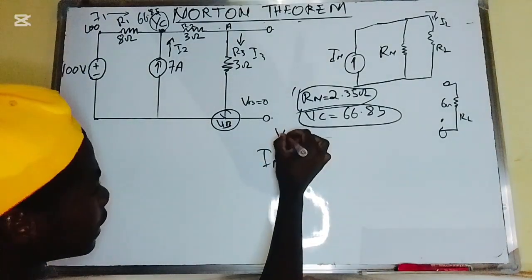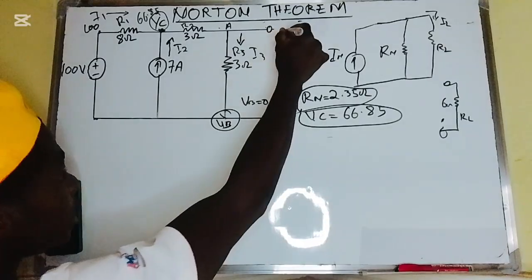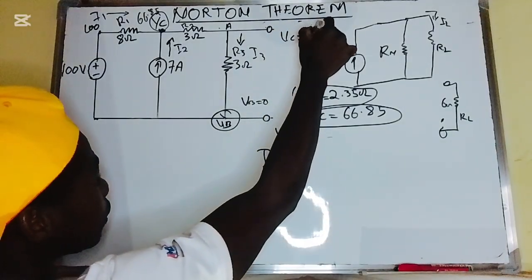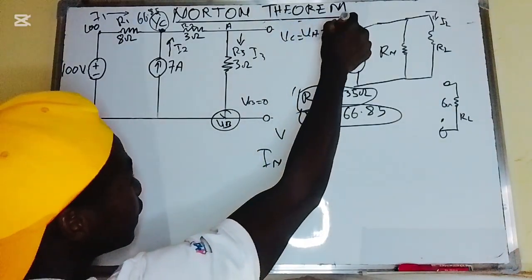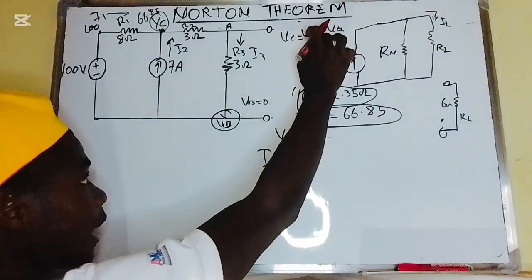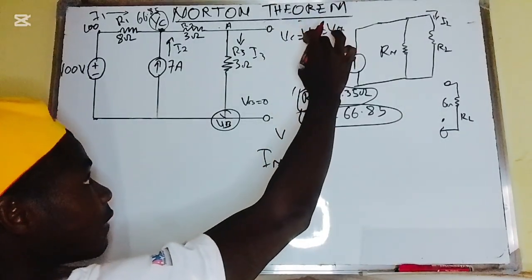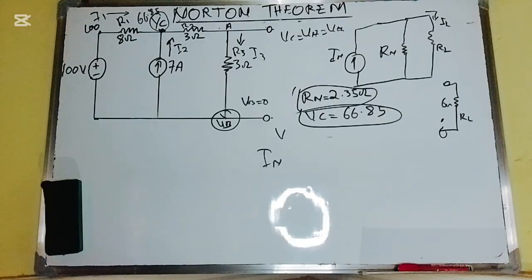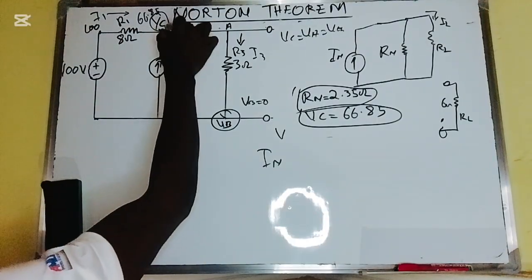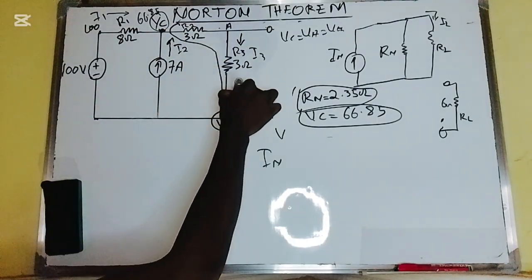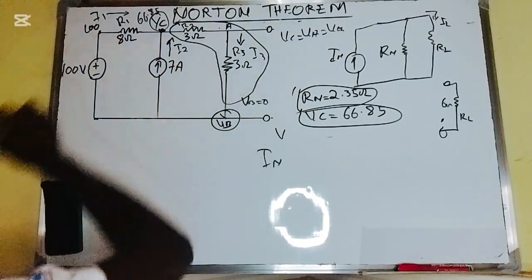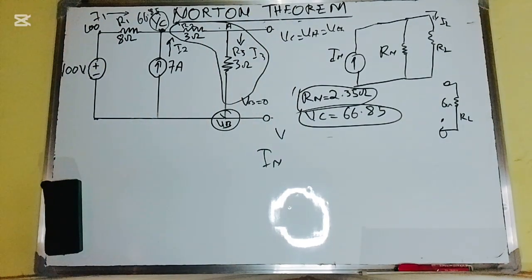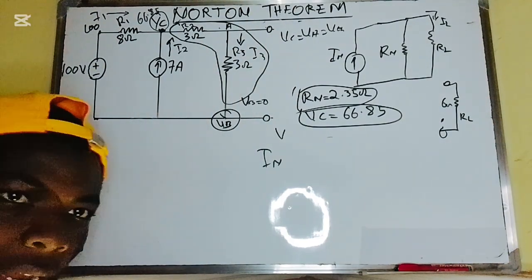In the last video I talked about VC being the same thing as VA, and therefore VA is the same as the Thevenin. So VA now is the Thevenin. For now, let me just take a look at this. If I check this, this is a voltage divider.